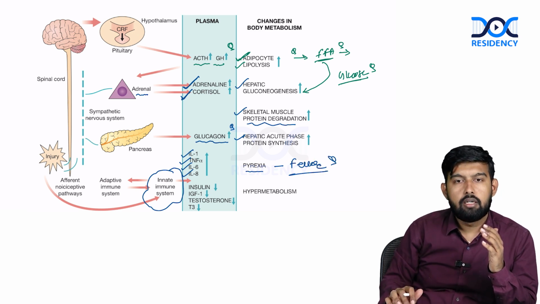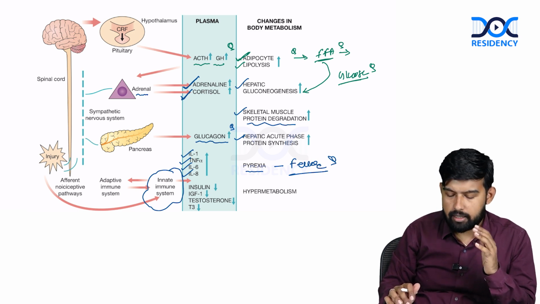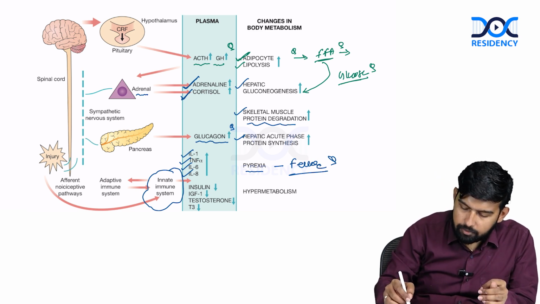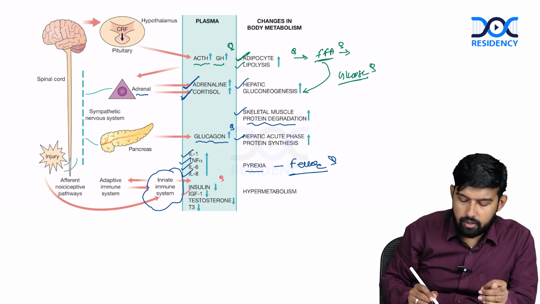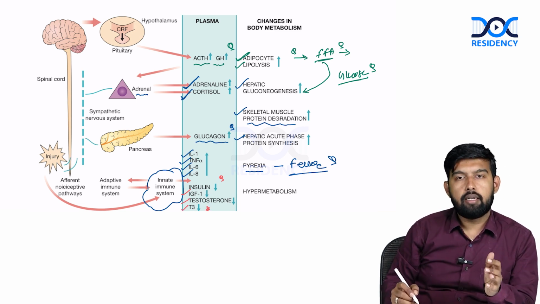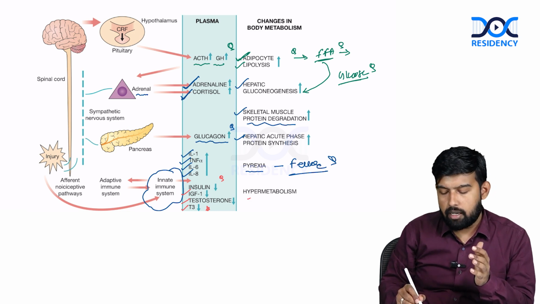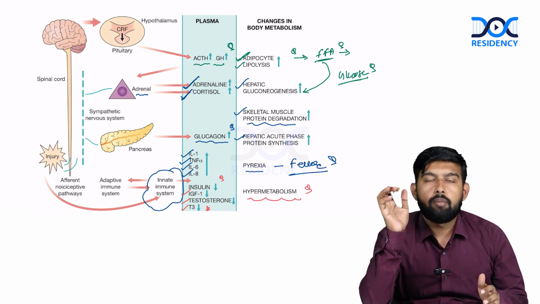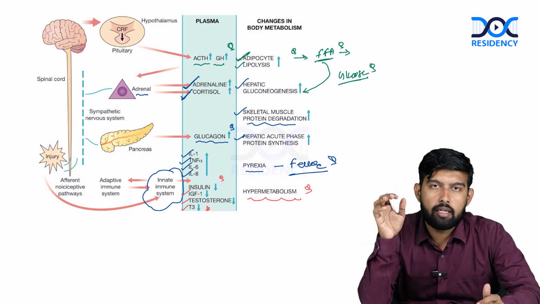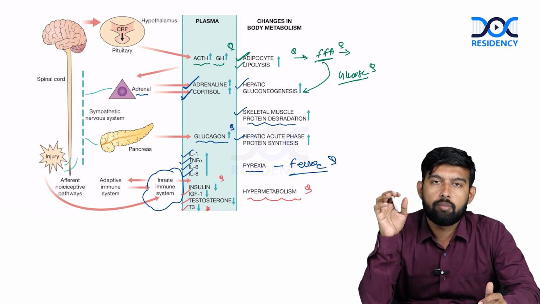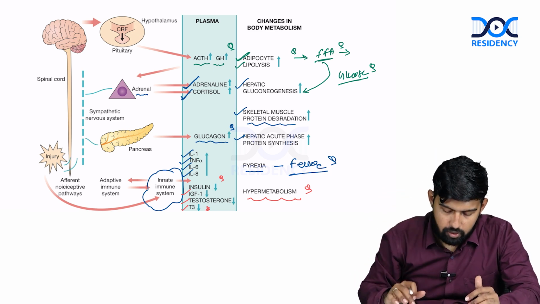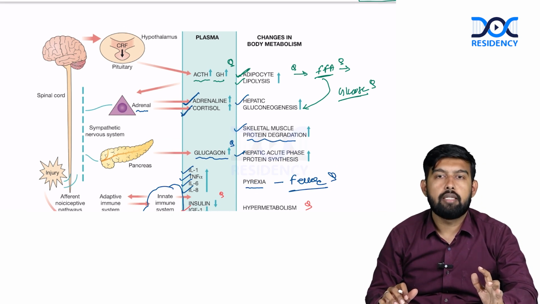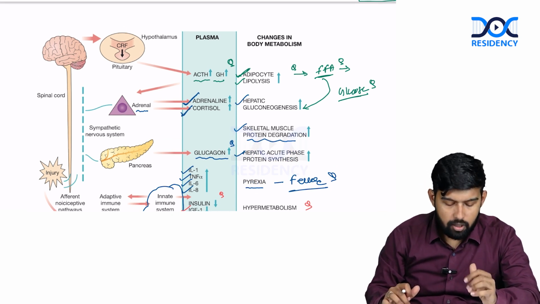So this is the response of the body towards the injury, and there is a decrease in the concentration of insulin like growth factor 1, testosterone and T3, and ultimately there is an increase in hypermetabolism, that is, the metabolic rate of the body is increased, and the basic energy expenditure of the body is also increased after trauma, surgery or sepsis. So these are the metabolic changes that happen after the injury or trauma.